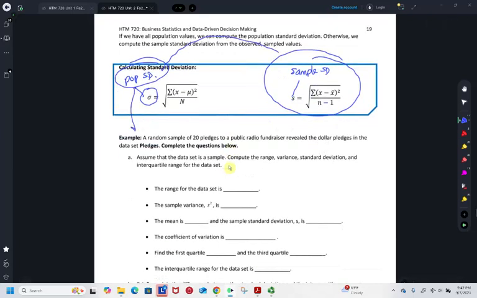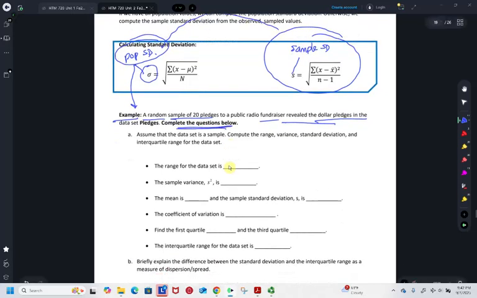So to illustrate how to compute standard deviation in StatCrunch, we're going to look at a random sample of 20 pledges to a public radio fundraiser which revealed the dollar pledges in the dataset pledges. And we are to complete the question below. We would like to find the range, the sample variance, the mean, the sample standard deviation, the coefficient of variation, the first quartile, the third quartile, and the interquartile range.